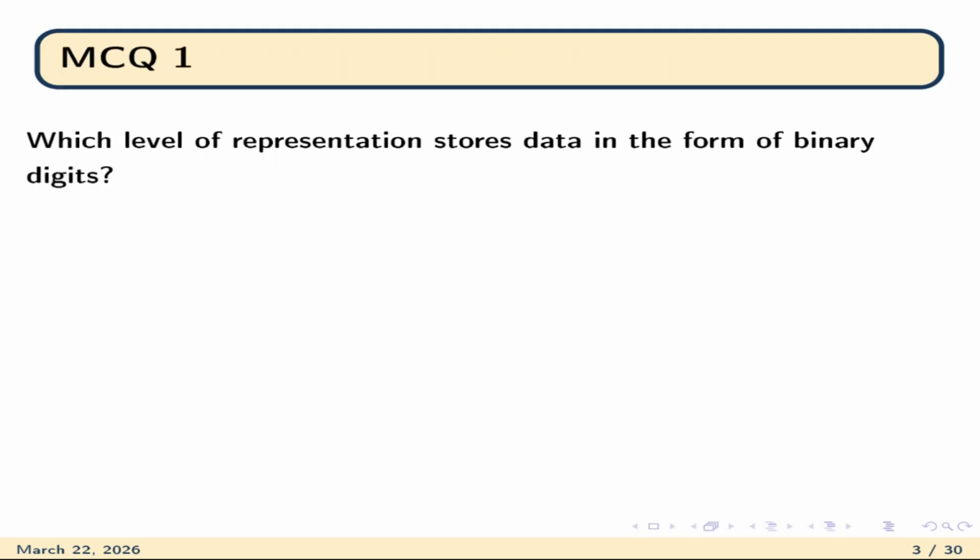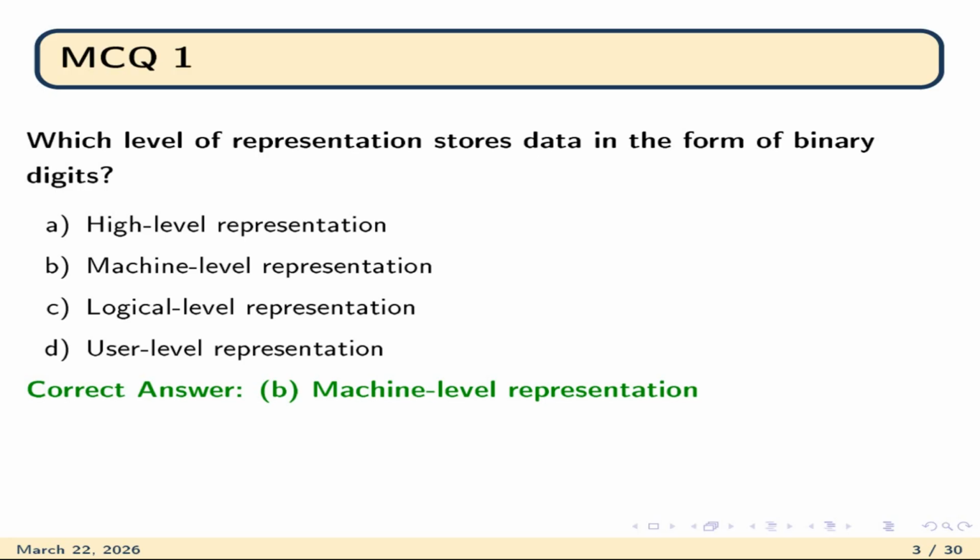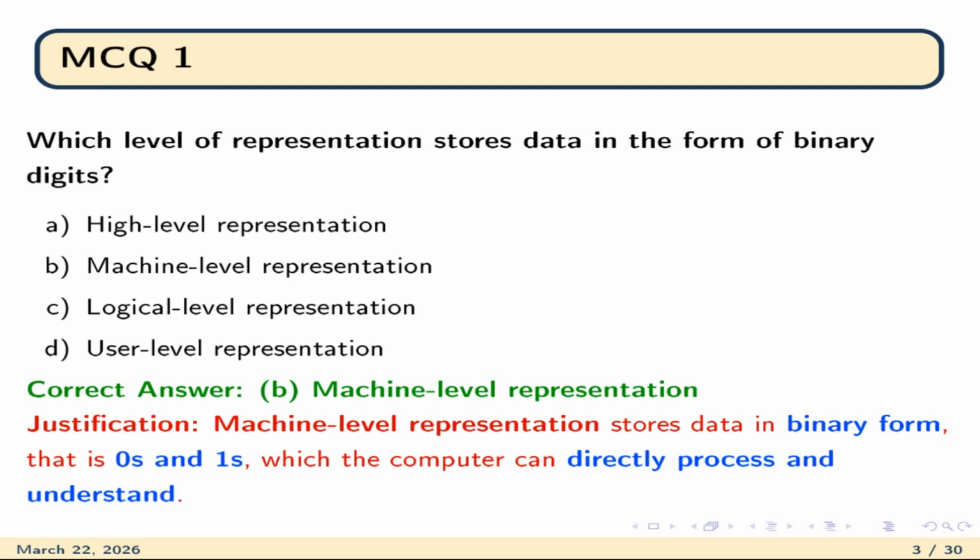Multiple choice question number 1: which level of representation stores data in the form of binary digits? High level representation, machine level representation, logical level representation, user level representation. The correct answer is machine level representation, because machine level representation stores data in binary form, that is zeros and ones, which the computer can directly process and understand.